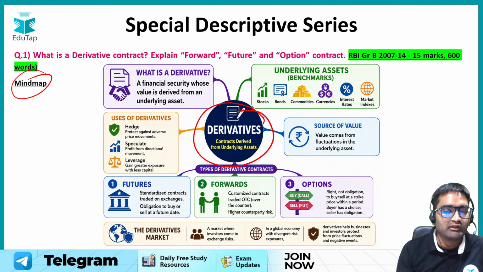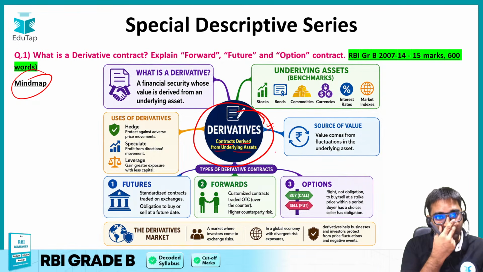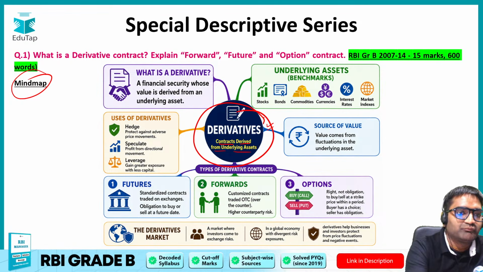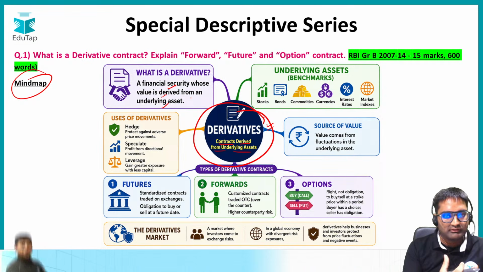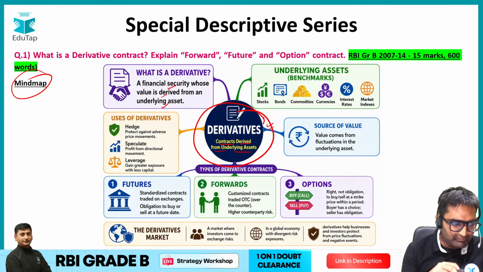What you have done over here, derivatives, you have just written contract derived from underlying asset, the value of the contract derived from the underlying asset. A financial security whose value is derived from an underlying asset. Quickly you have written this. Then what is the other part that you need to mention in the answer? Just mark it in the paper itself.